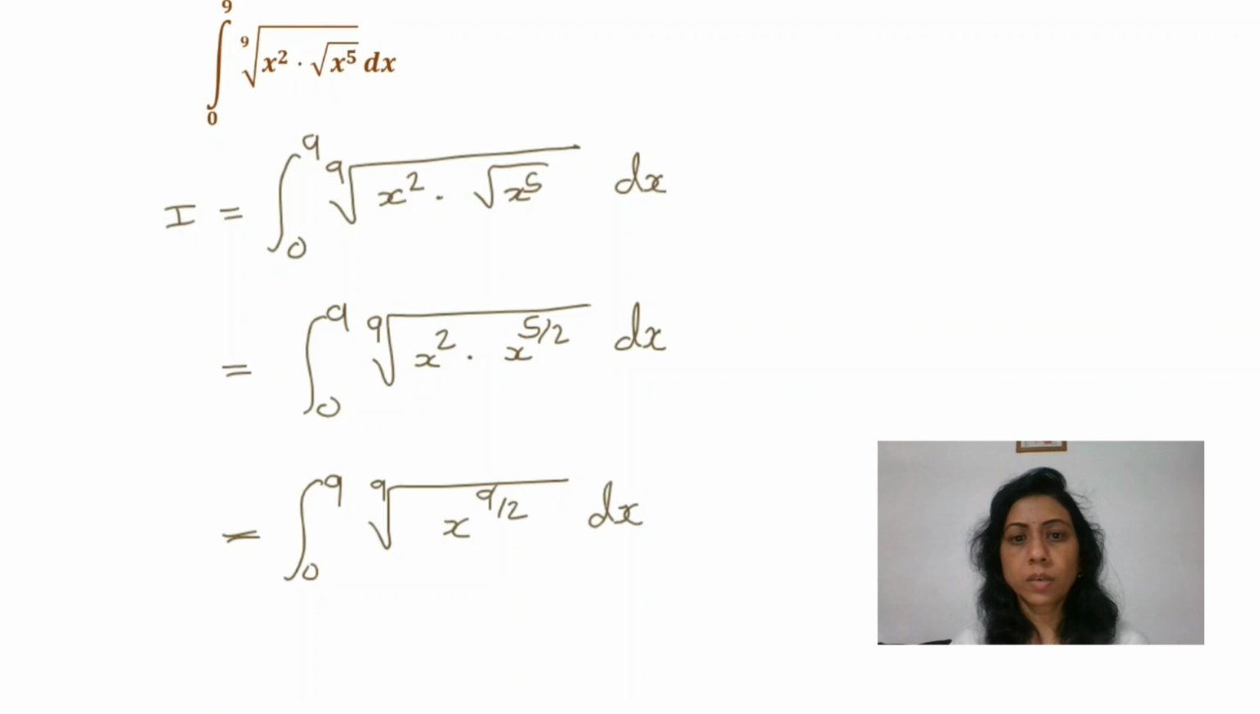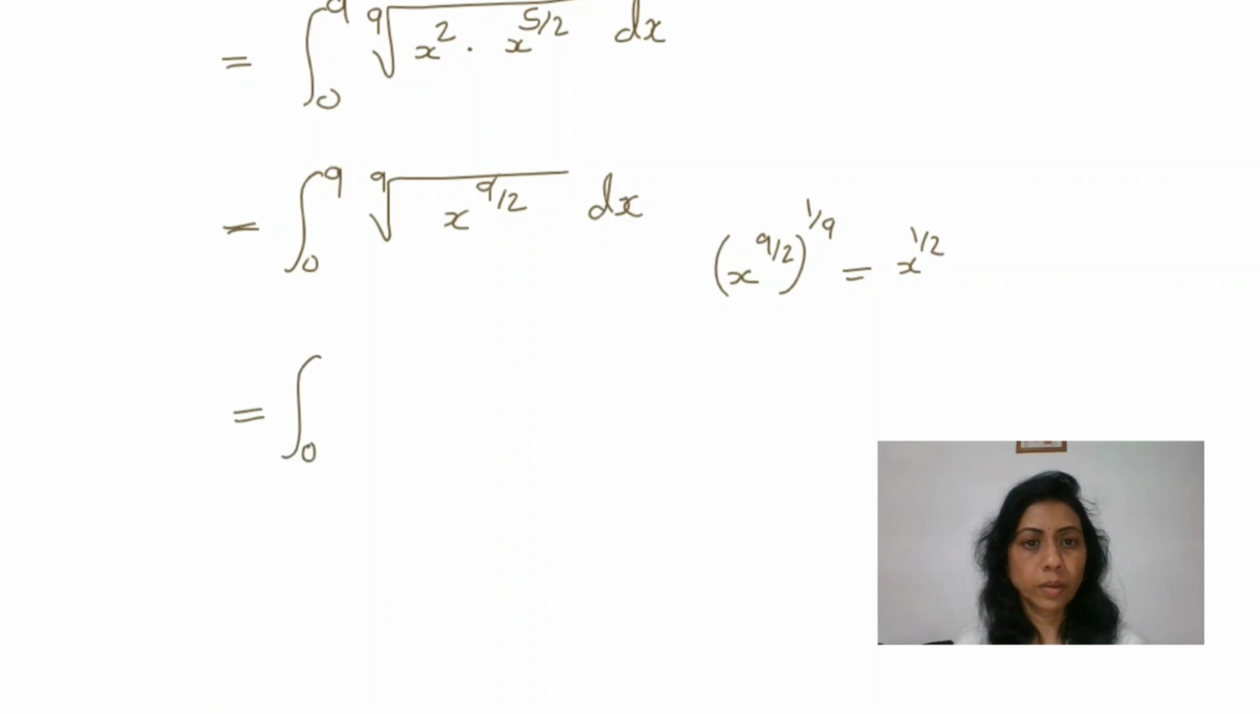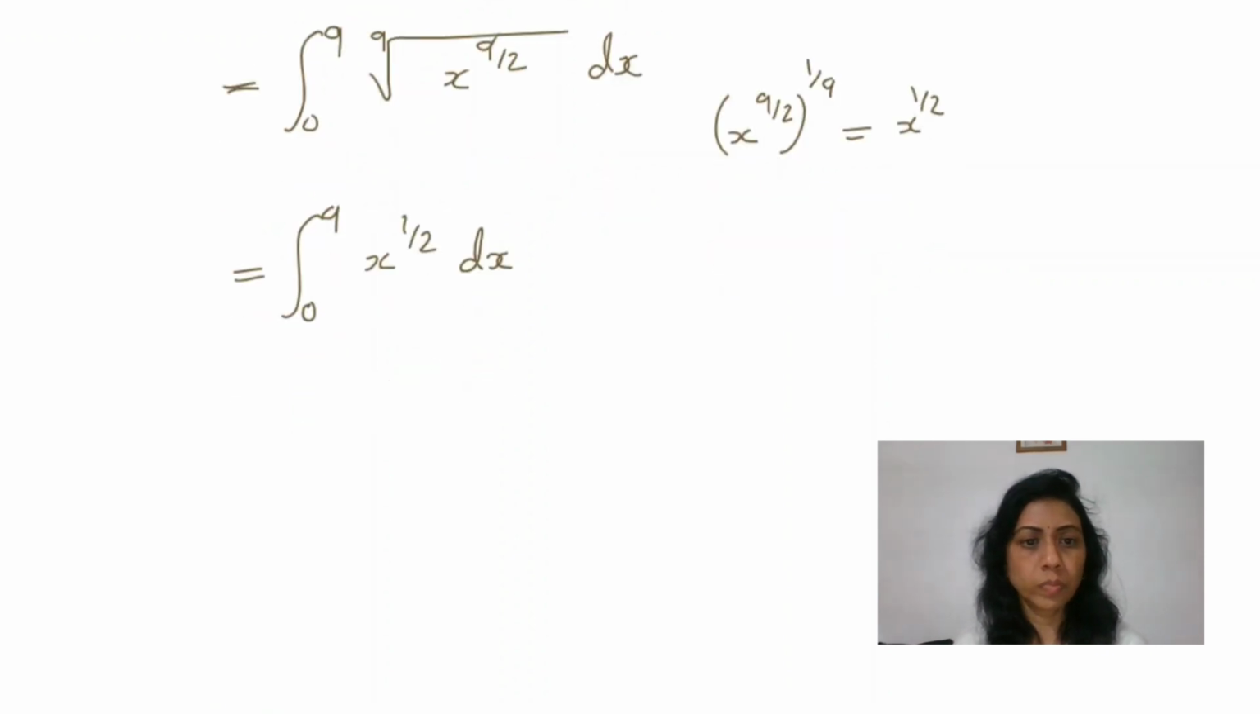And like x to the power 9 upon 2, and here ninth root means 1 upon 9 power. To the power multiply, 9 and 9 cancel, we get 1 upon 2. So we can write directly here x to the power 1 upon 2 dx. Now we can integrate easily.